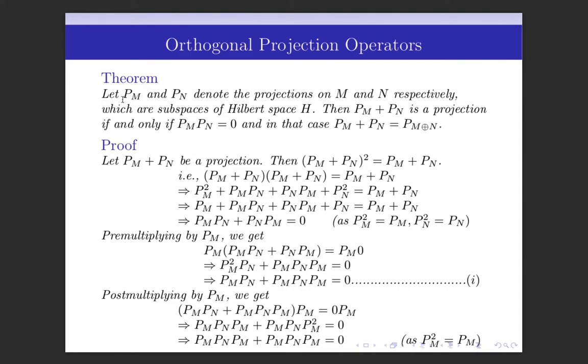We know that if Pm is a projection on M, that means Pm is an orthogonal projection operator on H and its range space is M. And similarly, Pn is an orthogonal projection operator on H whose range space is N. Then we have to prove that their sum Pm plus Pn is a projection if and only if their composition is the null operator. And we also have to show that the range of Pm plus Pn is the direct sum of M and N. Let us prove this theorem.